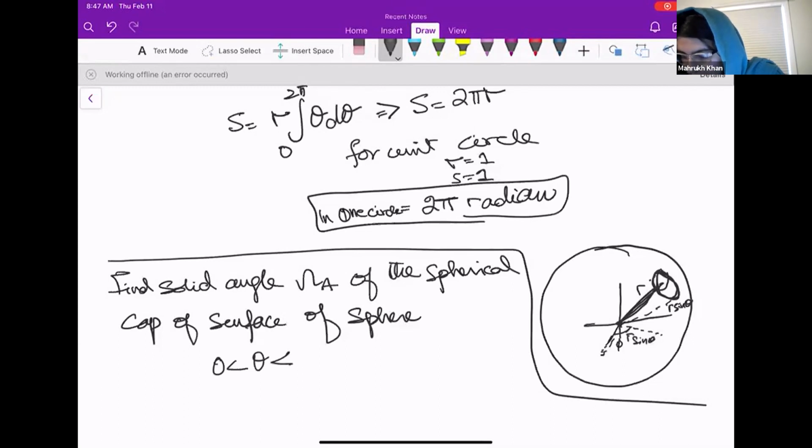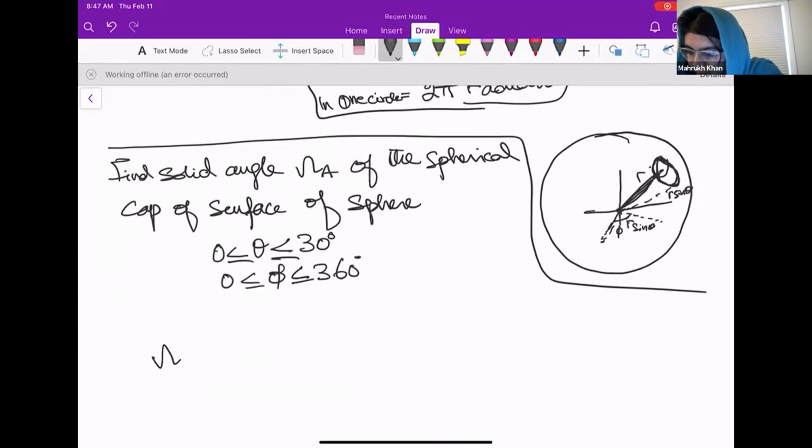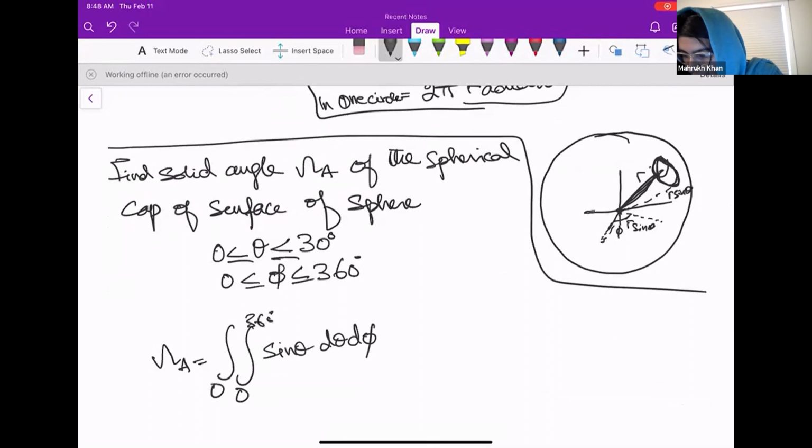They say that your theta varies from 0 to 30 degrees, and your phi varies from 0 to 360 degrees. So first, the solid angle that we want to find is this. As you know, our solid angle will be the integral of sine theta d theta d phi, where phi varies from 0 to 360 and theta varies from 0 to 30. You can also write it like that.